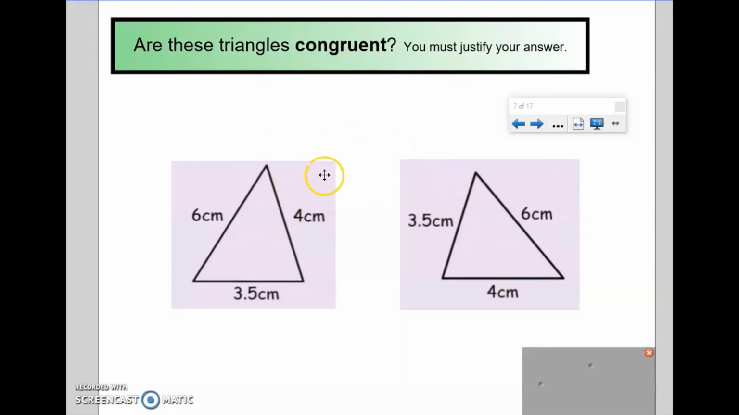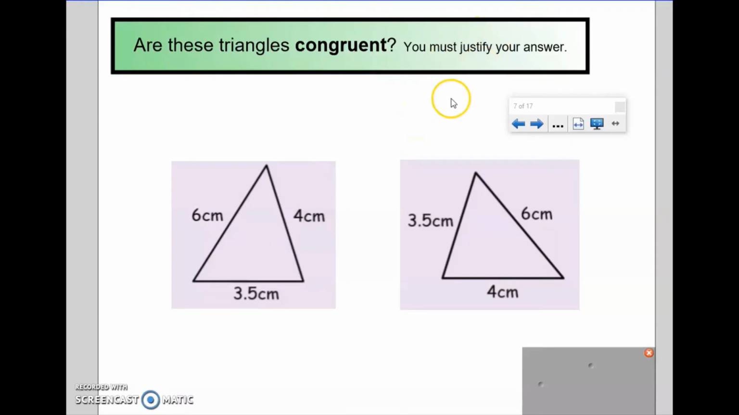Okay, so this is a very typical question. You're given two triangles, two shapes, and you're asked if the triangles are congruent. What you can't do is just say, yes, they are, or no, they're not, because you won't get any marks in a test or an exam. You have to justify your answer. You have to explain your answer.